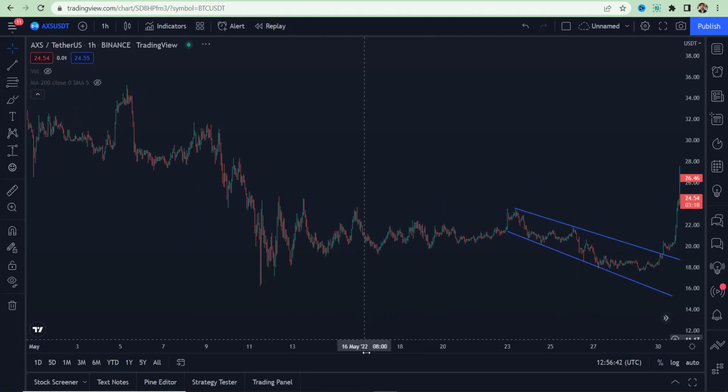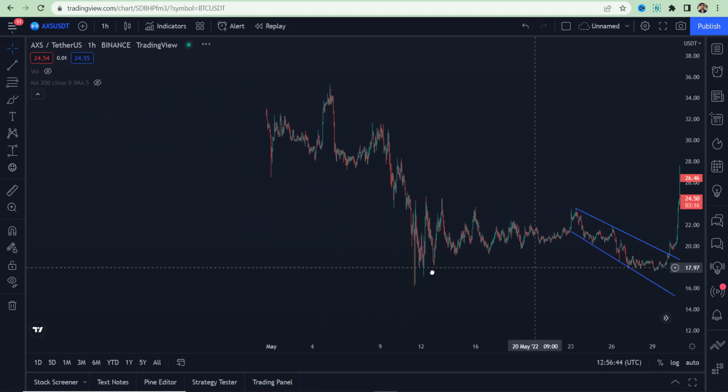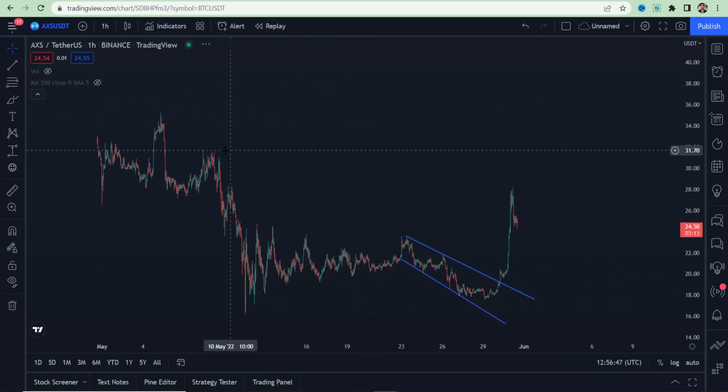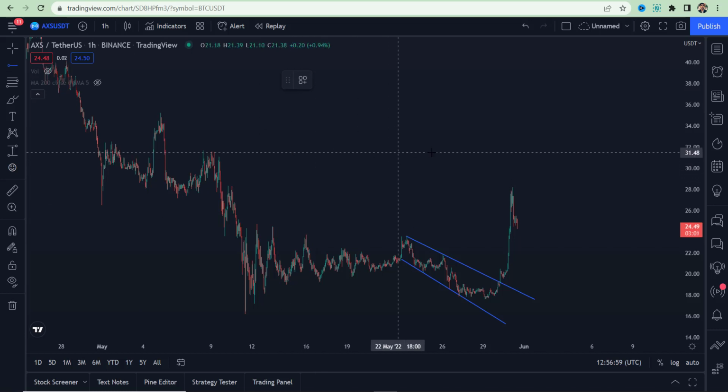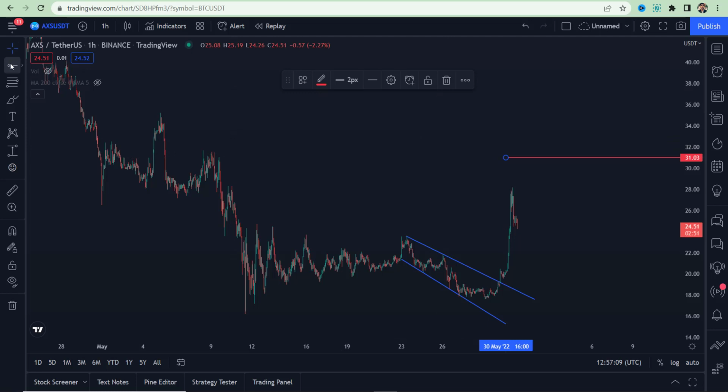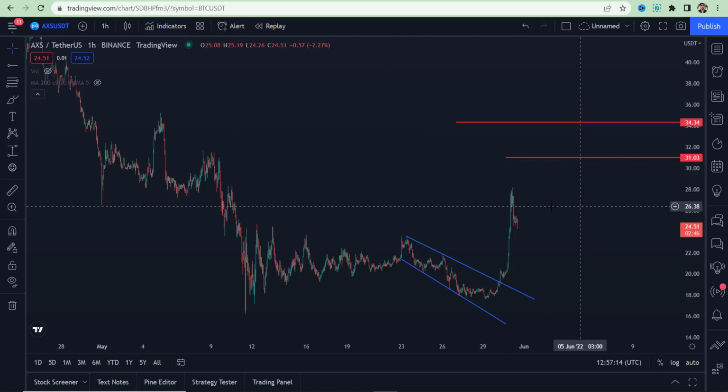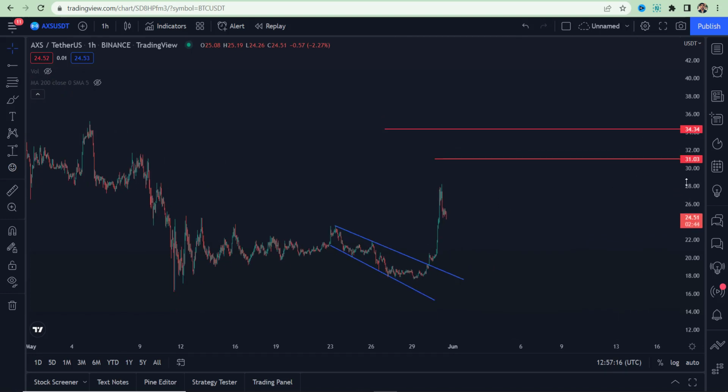So what's the new resistance? There will be a resistance zone. It is still at a resistance zone as well. Let me draw them for you. This place as well, that was a resistance for Axie, and this one as well. So these are the next two resistance lines that Axie needs to break out of.